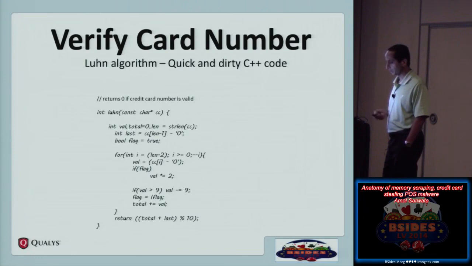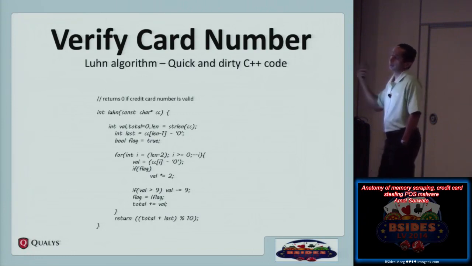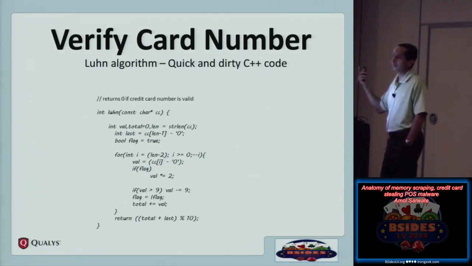So what did we do? What did the malware do? It found the process, it elevated its privileges, it, what was the third thing? It opened the POS process which had the unencrypted credit card number, and then it did this screen scraping, found the credit card number, ran it through an algorithm, made sure that it's a valid credit card number.